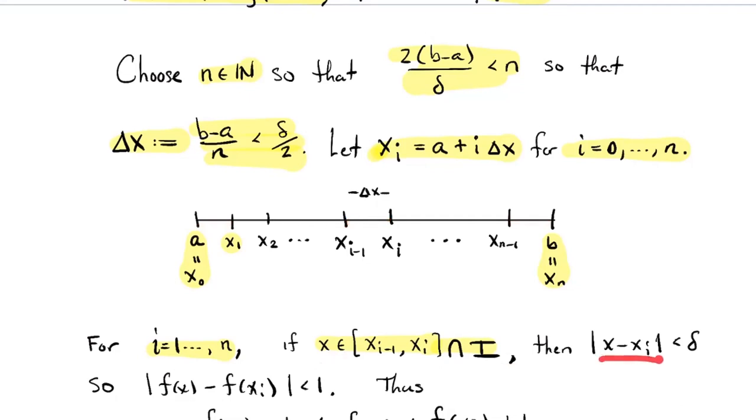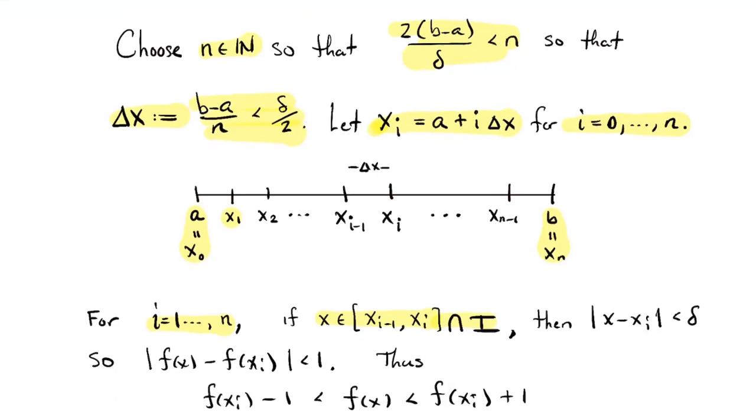Then if I pick any x in that subinterval that's in the domain, its distance from xi, the right endpoint, can't be any more than delta. Well, that's because if you pick an x in this subinterval, any 2 points in this subinterval differ by, at most, delta x. Delta x is less than delta over 2, which is less than delta. Okay, so my uniform continuity definition is met. If I pick x in that subinterval and it's in the domain, its output from f of xi can be no more than 1.